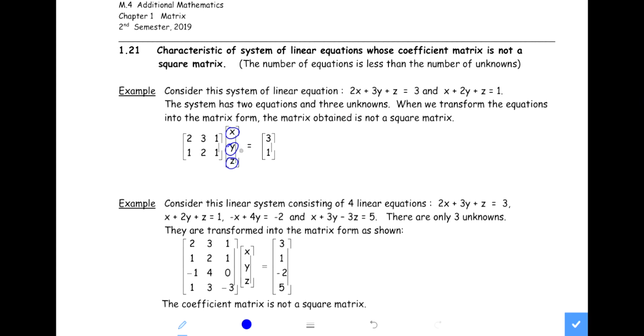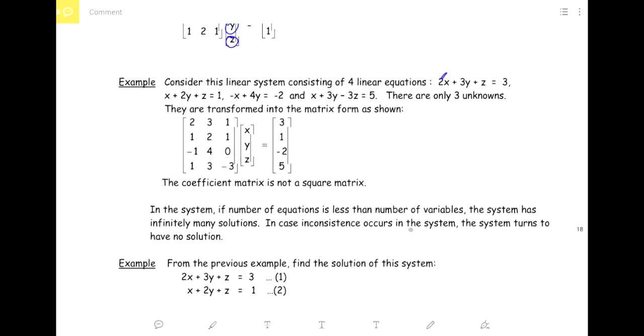Here you have 3 unknowns. If you go back there, you have equation 1 and equation 2, so the number of equations is less than the number of unknowns. Your coefficient matrix is not a square matrix. When it is not a square matrix, you cannot find the determinant or the inverse. So what is our conclusion? We have to conclude that it will have many possible solutions.